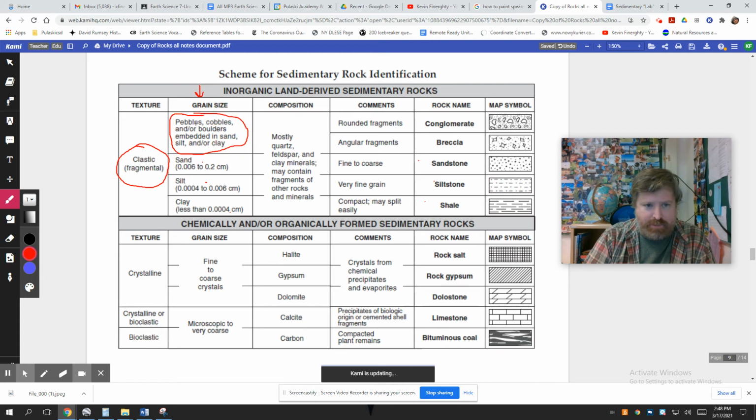What if you have boulders, cobbles, everything basically? This is like the kitchen sink. You got all the bits, all mixed up and mashed up. That will give you one of these two rocks. If they're rounded off, we say conglomerate. If they're angular, we call it breccia.